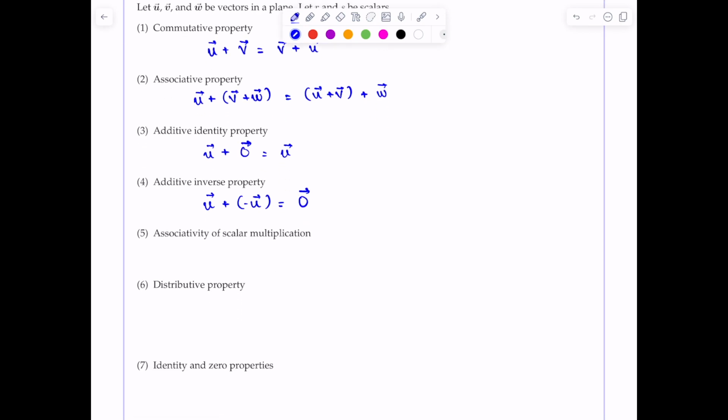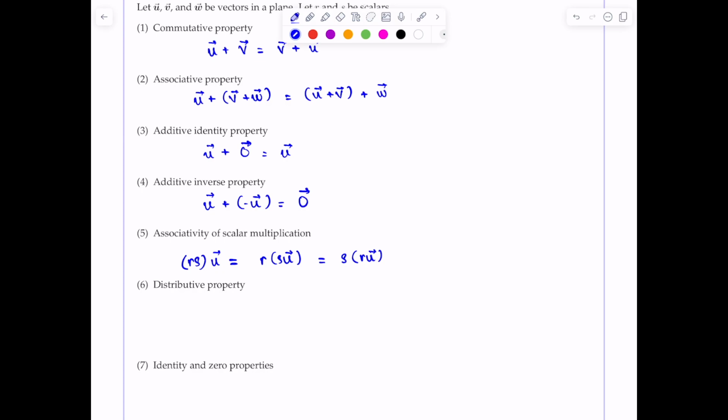Now, number 5, the associativity of scalar multiplication. So if you have two scalars r and s, you multiply them together, you have a new scalar, and apply that scalar on vector u. It's going to be the same if you scale the vector u first, whatever new vector you have, you scale it again with the scalar r to get the same result. Or if you scale the vector u with the scalar r, and then the resulting vector gets scaled again using s, you're going to get the same answer.